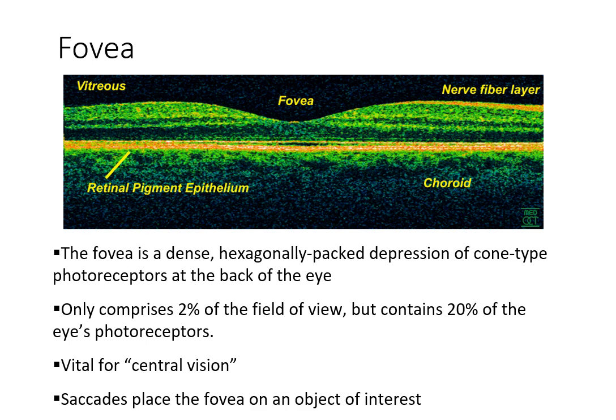The fovea is a 0.3 millimeter diameter rod-free area with very thin, densely packed cones, which quickly reduce in number toward the periphery of the retina, where the rods are instead located. So the fovea comprises 2% of the field of view, but it contains 20% of the eye's photoreceptors. It's vital for central vision, and saccades place the fovea on an object of interest, where saccades are the rapid, ballistic motion of the eye.